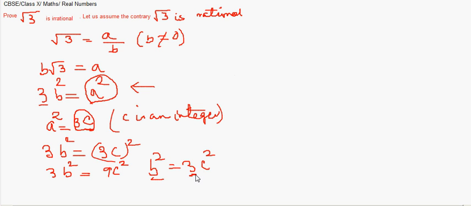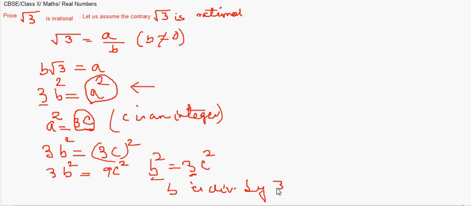Now if you recall the theorem which says if b square is divisible by 3, then b is also divisible by 3. Remember the theorem? I think I discussed this in one of the previous sessions. This is one of the applications of the fundamental theorem of arithmetic. So b square is divisible by 3, that means b is also divisible by 3.